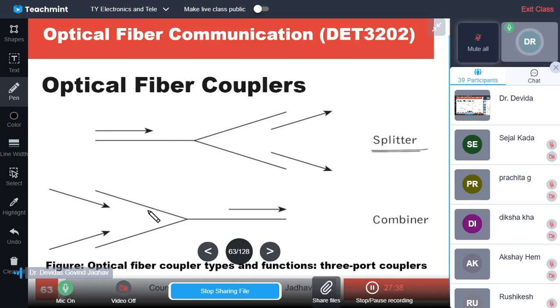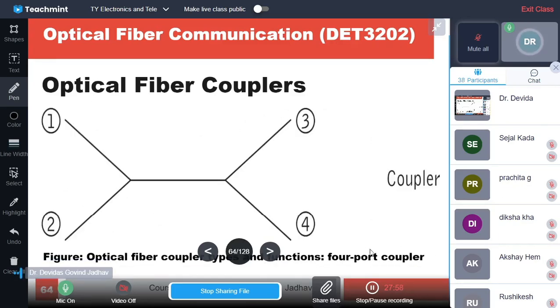In the second figure, 2 fiber signals are arriving at a junction and are combined in a single fiber. So it is a combiner. So this is the 3-port coupler. Similarly, there is the 4-port coupler, optical fiber coupling type and functions. There is 1 port, the 2nd port, the 3rd port, the 4th port. So this is a 4-port coupler.